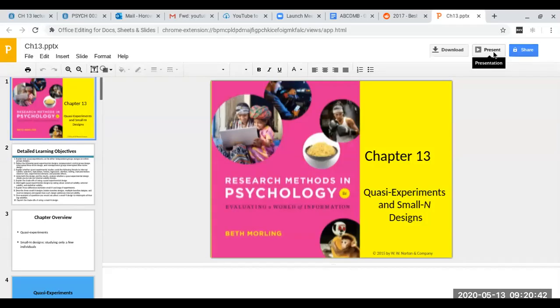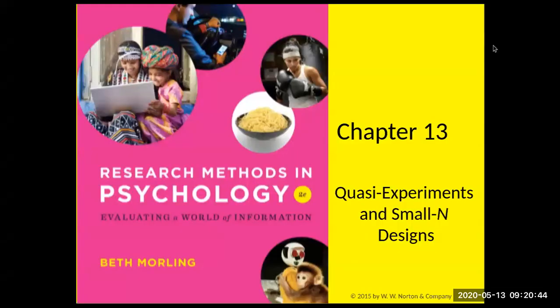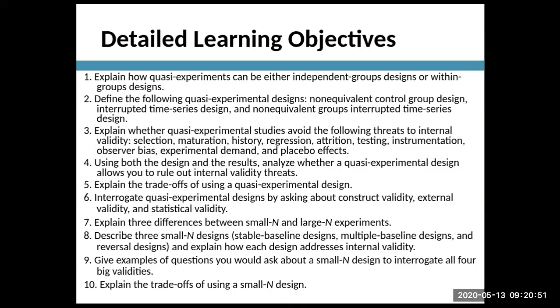Let me get into presentation mode and let's go over the objectives. For this chapter, we're going to be talking about a different type of design called a quasi-experimental design. Of course, quasi means partially, and there are reasons for this.